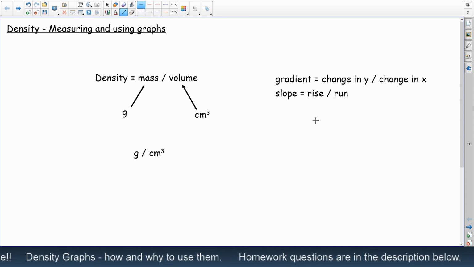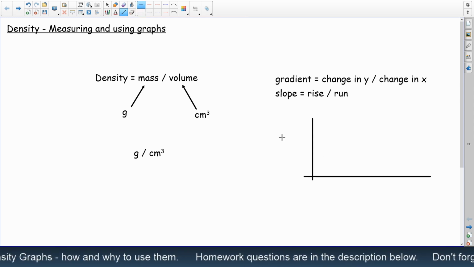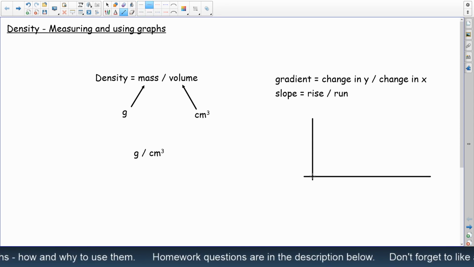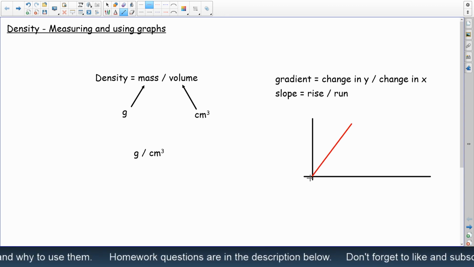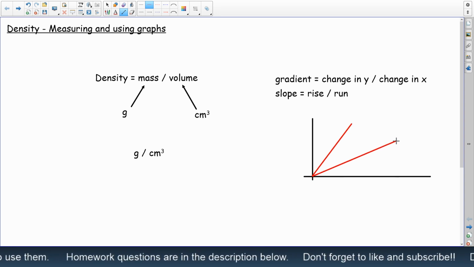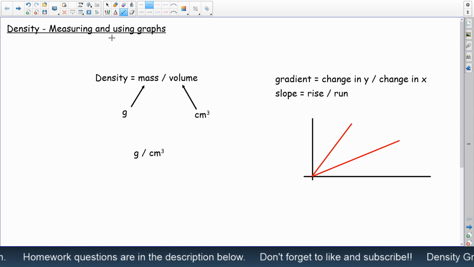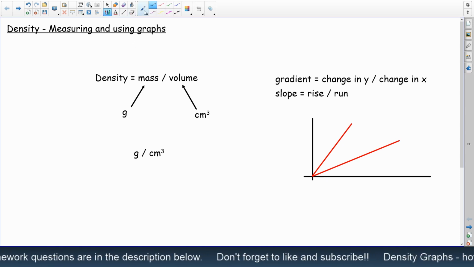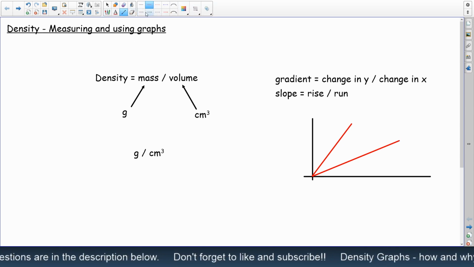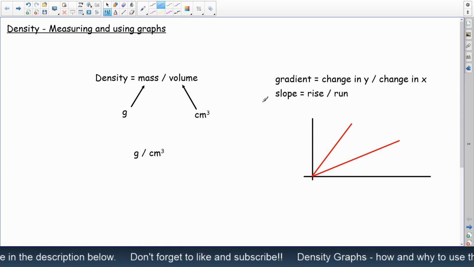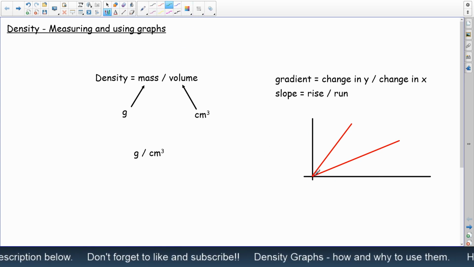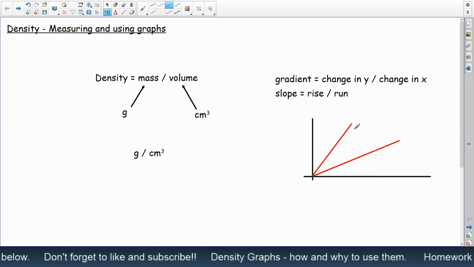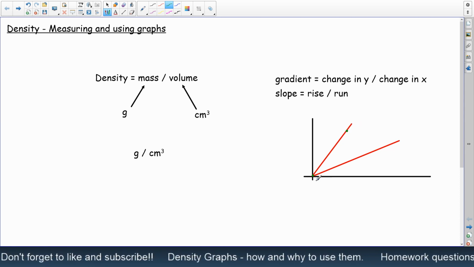So if I have two axes like this, and I then draw a line on it, this line has a particular slope. And this line that I'm about to draw, this line here, has a lesser slope. So in order to measure their gradients, I would need to pick 2 points on the line, ideally quite far apart, because that gives me a better answer. So there's 1 point there, 1 point there.